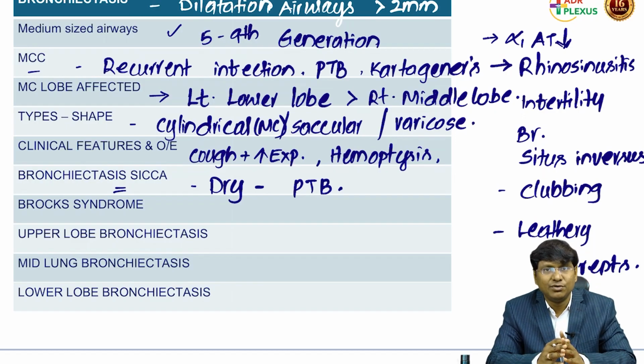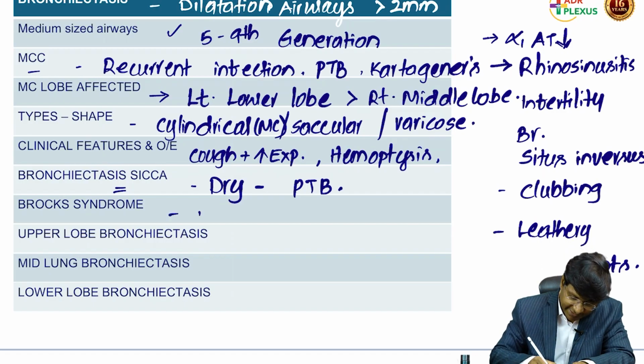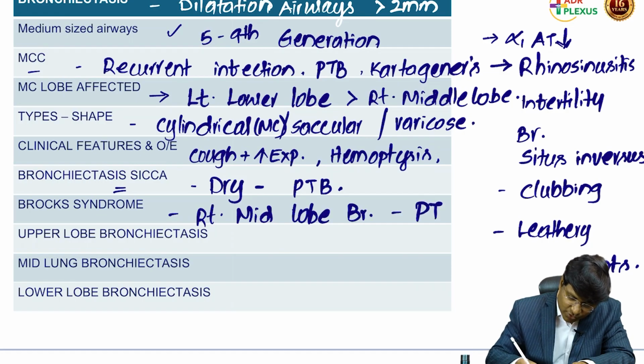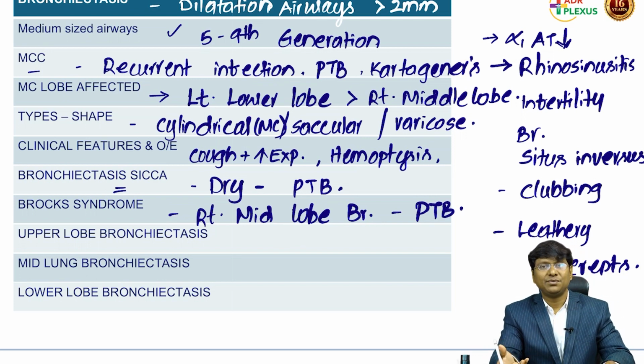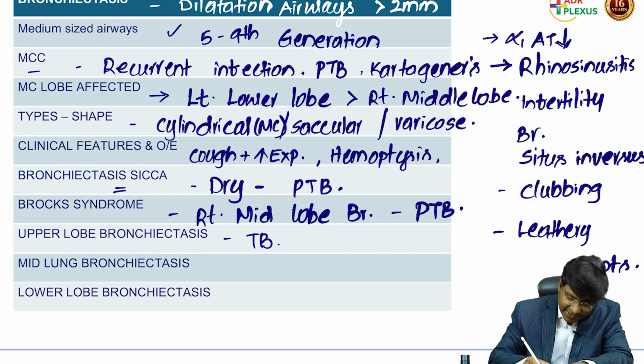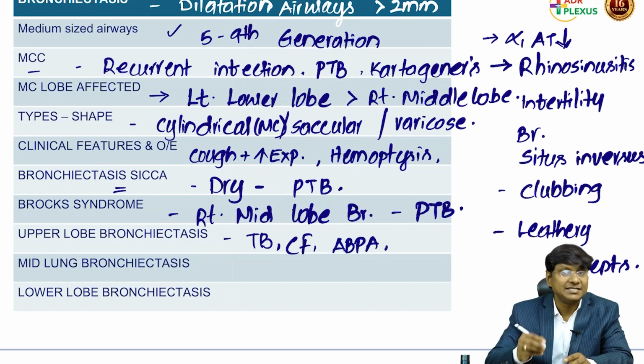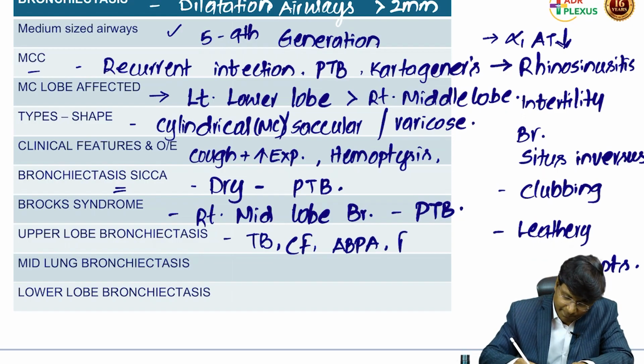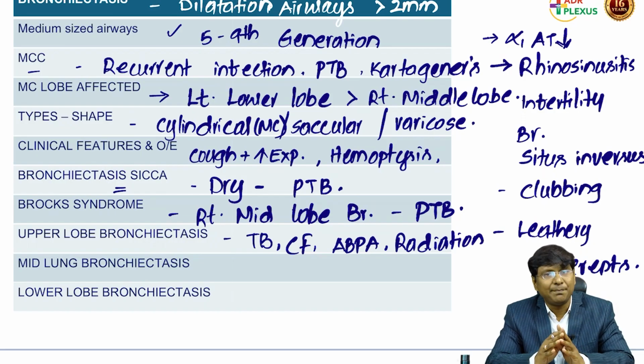Then we have a terminology called Brock syndrome in bronchiectasis. Right middle lobe bronchiectasis is what is called Brock syndrome, and this is also observed in pulmonary tuberculosis. Then you need to know the etiologies of upper lobe, middle lobe, and lower lung bronchiectasis. Upper lobe bronchiectasis is very common in tuberculosis, and other conditions include cystic fibrosis, allergic bronchopulmonary aspergillosis, and post-radiation fibrosis. So these are the causes of upper lobe bronchiectasis.